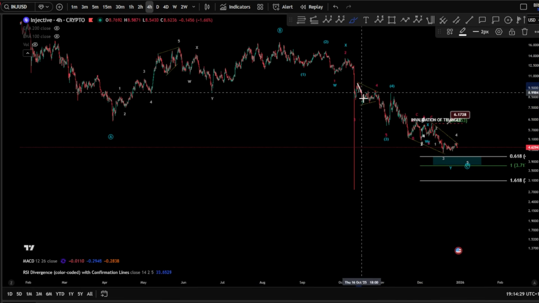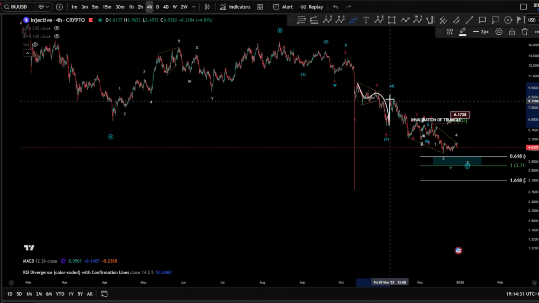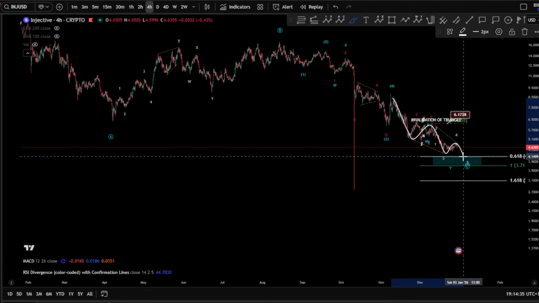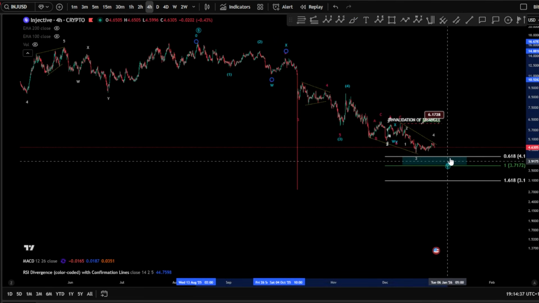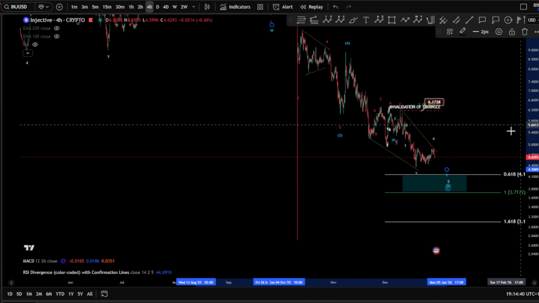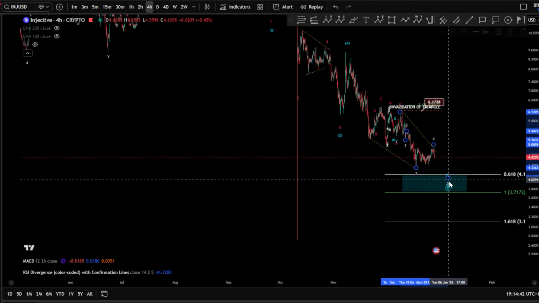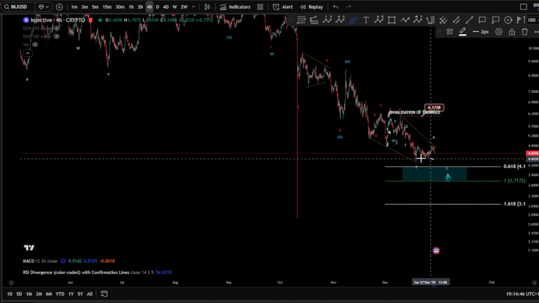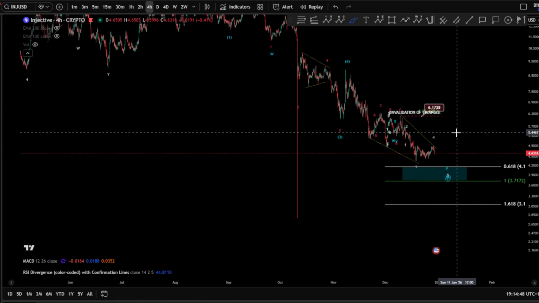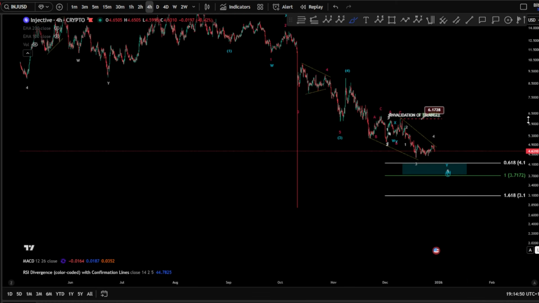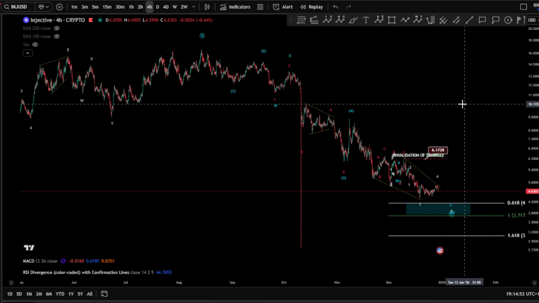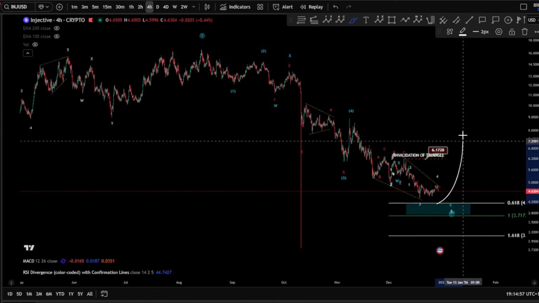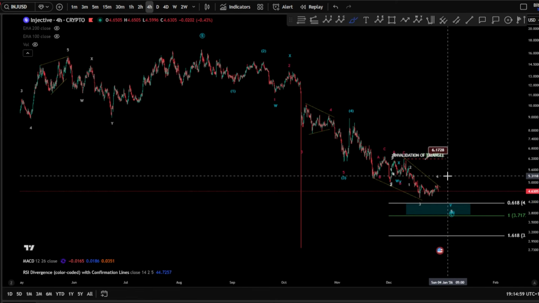And the wave Y, if it is a wave Y, A, B, and a C, the wave C is also a diagonal 1, 2, 3, 4, 5. Can this be the final low? Well, yes. Okay, it can be the final low also for Injective. Very, very likely. One more low, I believe that this might, of course, unfold something very strong toward the upside. So I would say the bottom is near, but we need some trust again in the crypto market to see some push toward the upside.